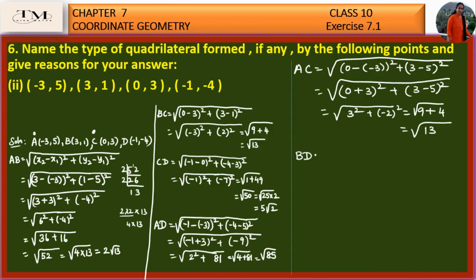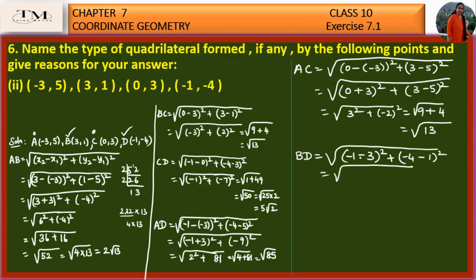Next BD. BD is equal to the square root of, so where is B and D? x2 is minus 1 minus x1 is 3, so minus 3 whole square, plus y2, which is minus 4 minus y1, which is 1.